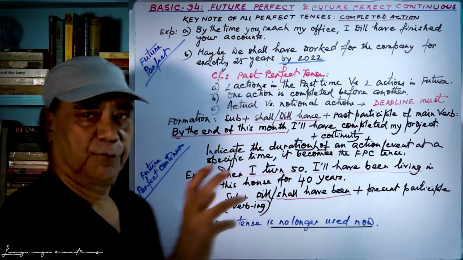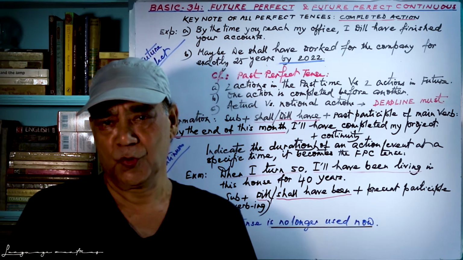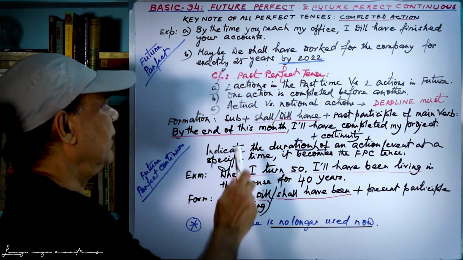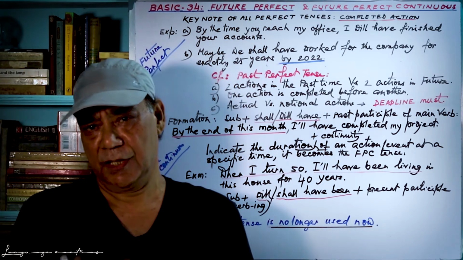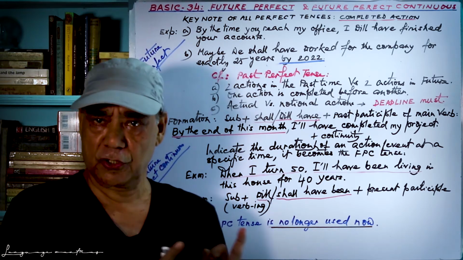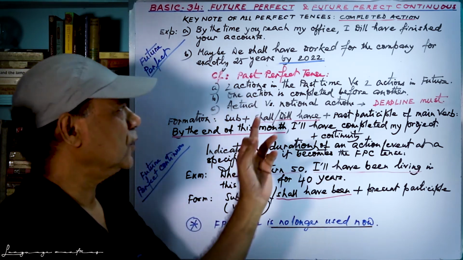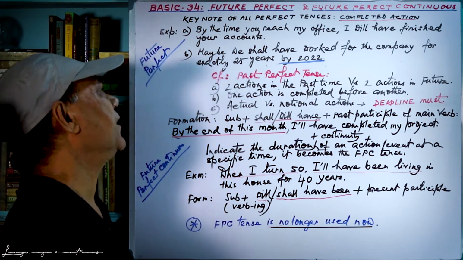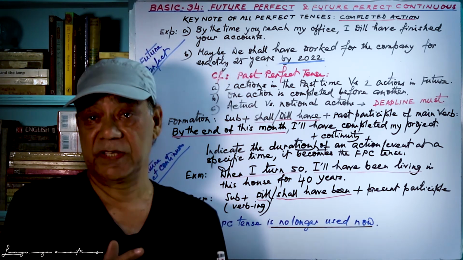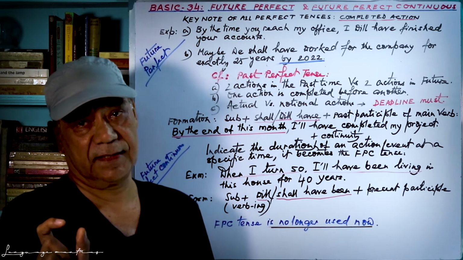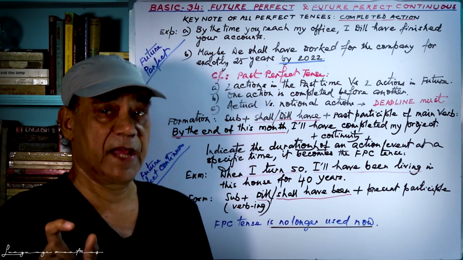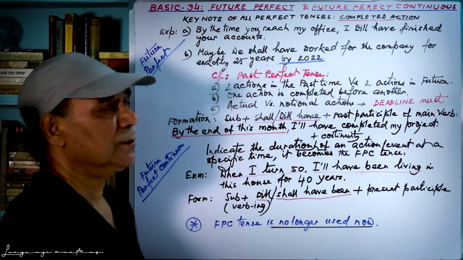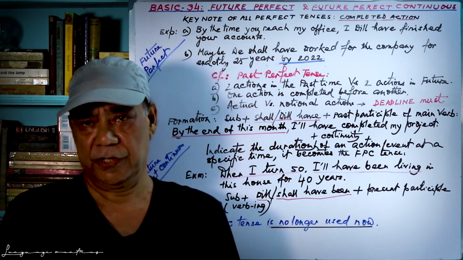Now, for further clarification, we can compare this with past perfect tense. In the past perfect tense, two actions are there. The patient had died before the doctor came. Two actions. Here also we have two actions. By the time you reach my office, I'll have finished your accounts. There is one major action and one timeline for reference, or a given time or a deadline. That is okay. Now, one action is completed before another, the same thing. There is no difference at all.